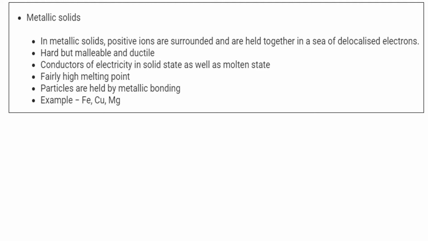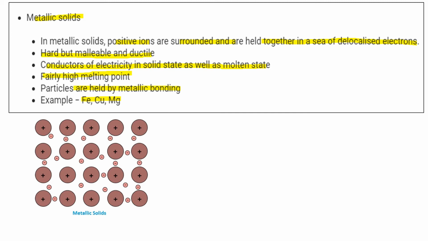And now, metallic solids. In metallic solids, positive ions are surrounded by and held together in a sea of delocalized electrons. They are hard but malleable and ductile, and good conductors of electricity in the solid state as well as the molten state, with a high melting point. Particles are held by metallic bonding, and examples are iron, copper, magnesium, etc. This is an example of a metallic solid.